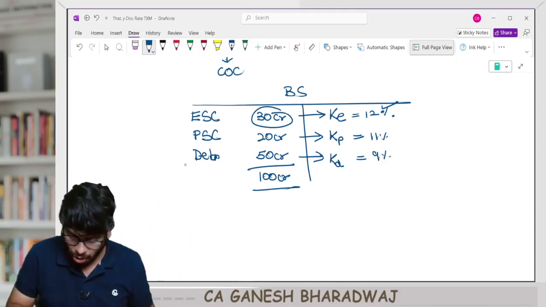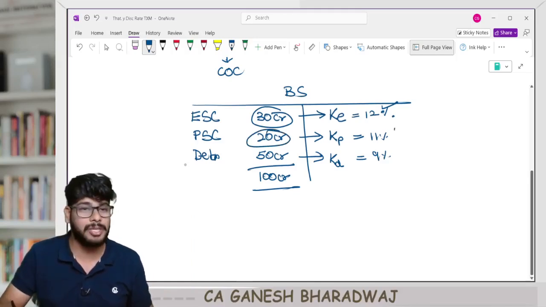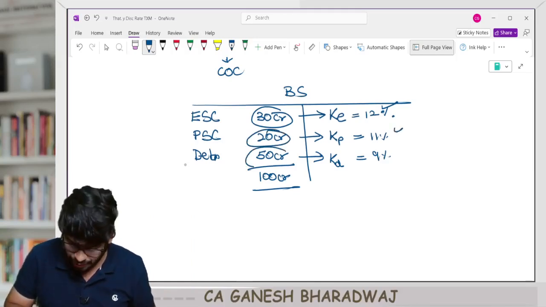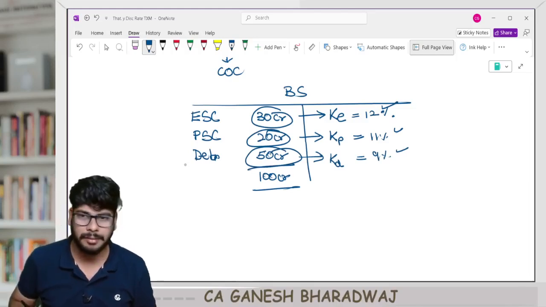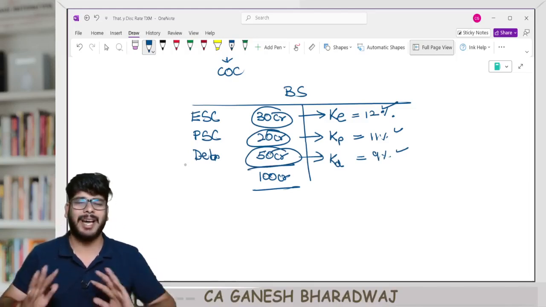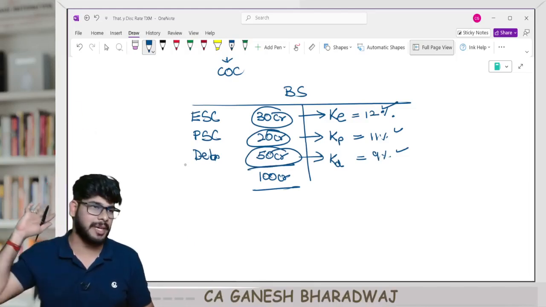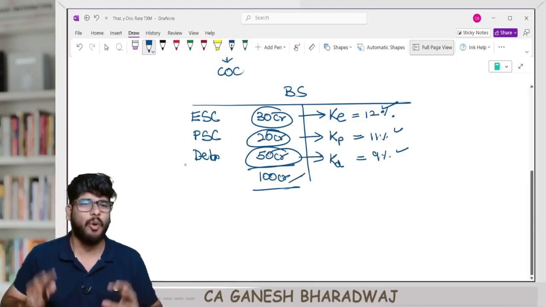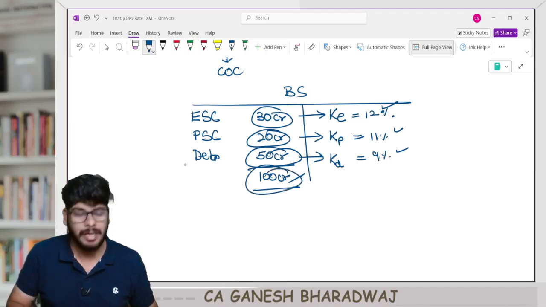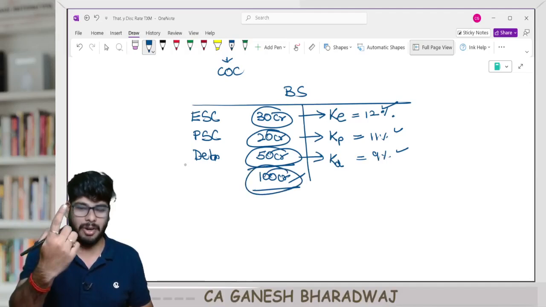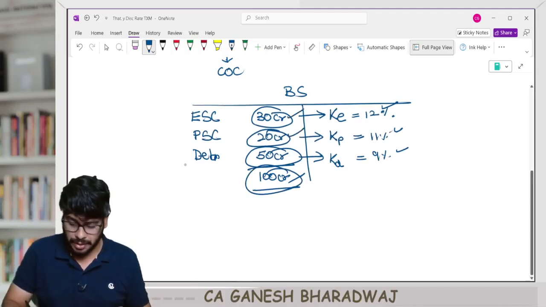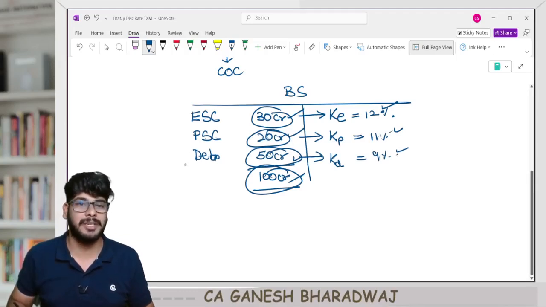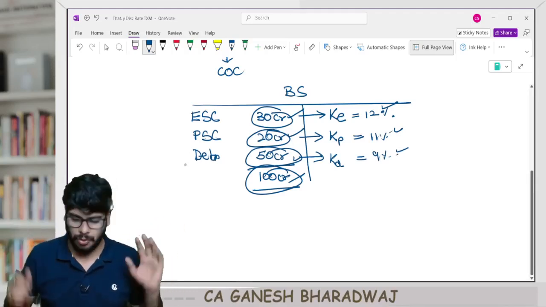Clear with this? The cost of raising this 20 crore was how much? 11%. The cost of raising this 50 crore was how much? 9%. Clear? Now they are saying, I don't want all this. Totally the company has raised how much? 100 crore. Overall, you tell me, for this 100 crore, what is the net effective cost? Sir, for 100 crore, there is no single cost. For 30 crores, cost is 12%. For 20 crores, cost is 11%. For 50 crores, cost is 9%. Overall, for this 100 crores, what is the cost?